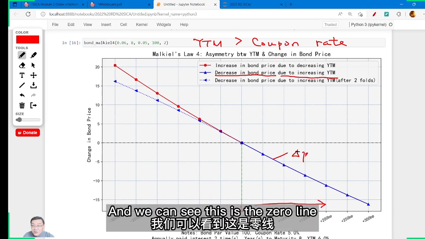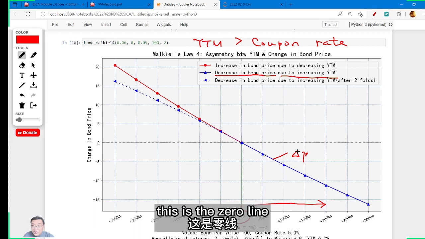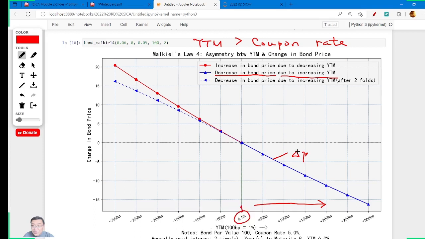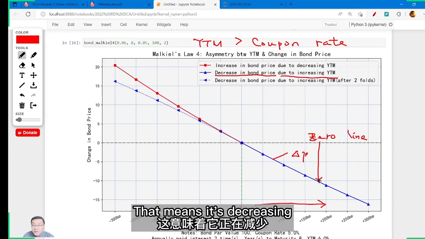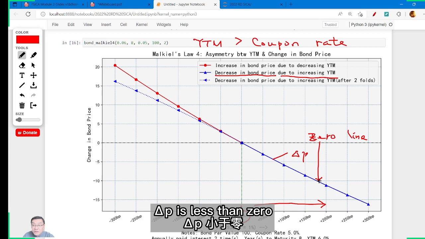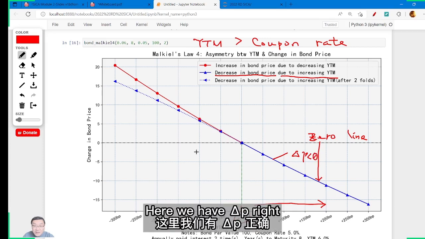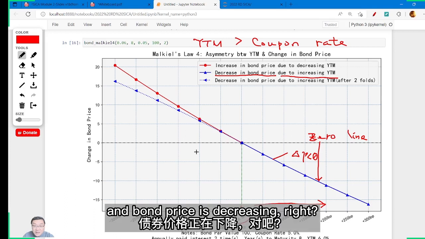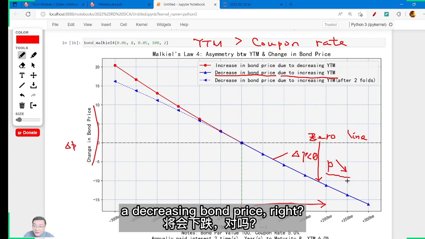Yeah. And we can see this is the zero line. And it is below the zero line, right? Yeah. That means it's decreasing. Delta P is less than zero. So here we have delta P, right? And bond price is decreasing, right? Because delta P is less than zero. So we will have decreasing bond price, right?